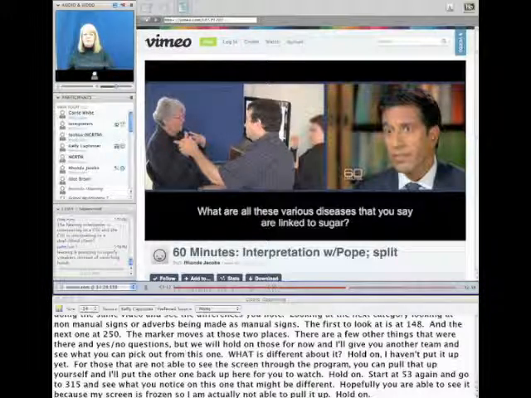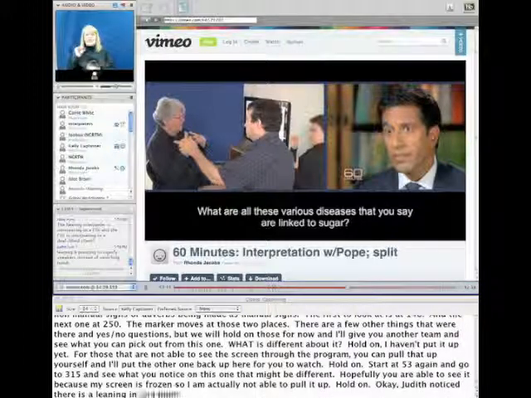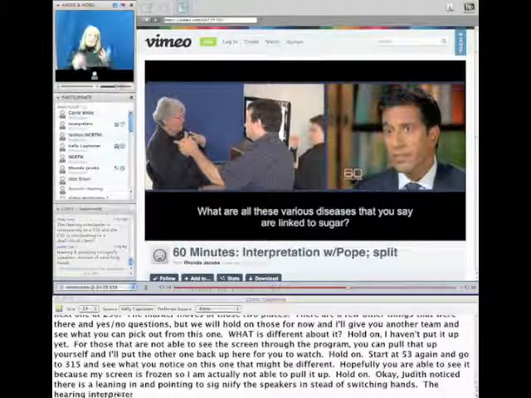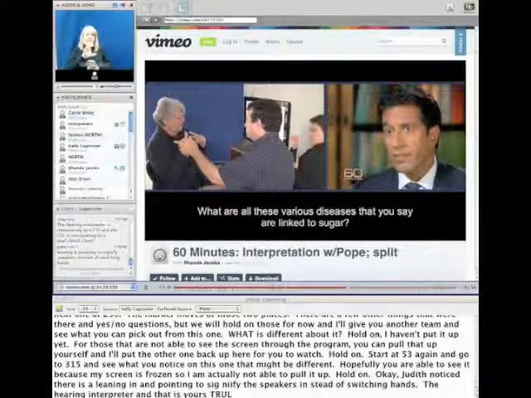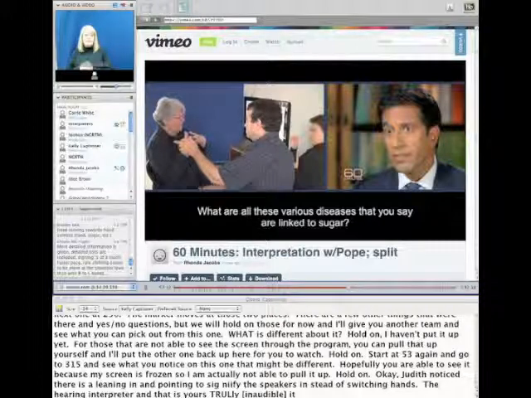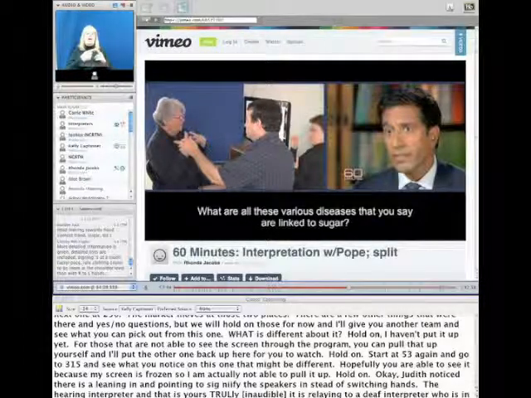Okay, yep, Judith noticed there's leaning in and pointing to signify to speakers instead of switching hands. And Cindy says the hearing interpreter, and that's yours truly, by the way, is interpreting to a CDI, and the CDI is interpreting to a deafblind client. Yes, the hearing interpreter is relaying to a deaf interpreter who is interpreting to the deafblind person, yes.